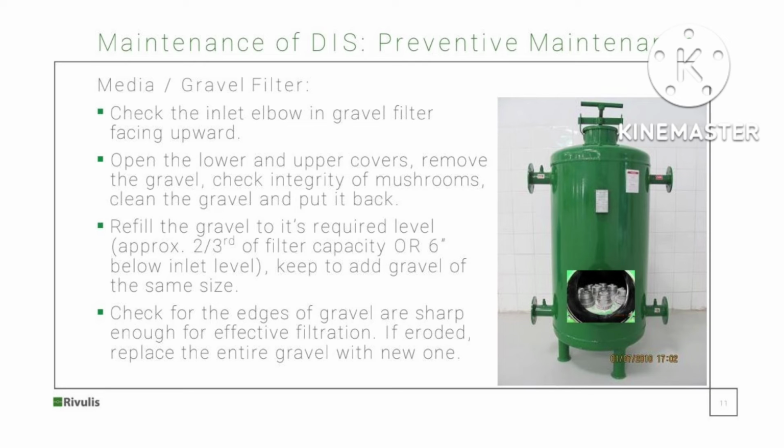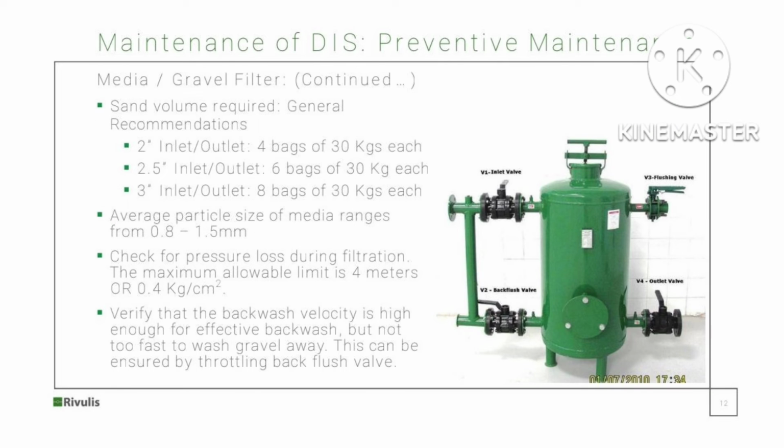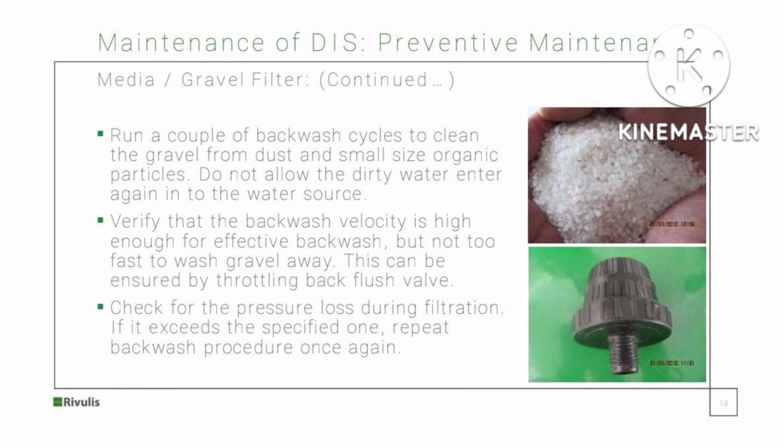Preventive maintenance. Media gravel filter maintenance is very important. Check that the inlet elbow in the gravel filter is facing upward. Open the lower and upper covers. Remove the gravel. Sand volume required in general: for a 2 inch inlet and outlet, 4 bags are needed. For 2.5 inch, 6 bags are needed, and for a 3 inch outlet, 8 bags are needed. Run a couple of backwash cycles to clean the gravel from dust and small particles.